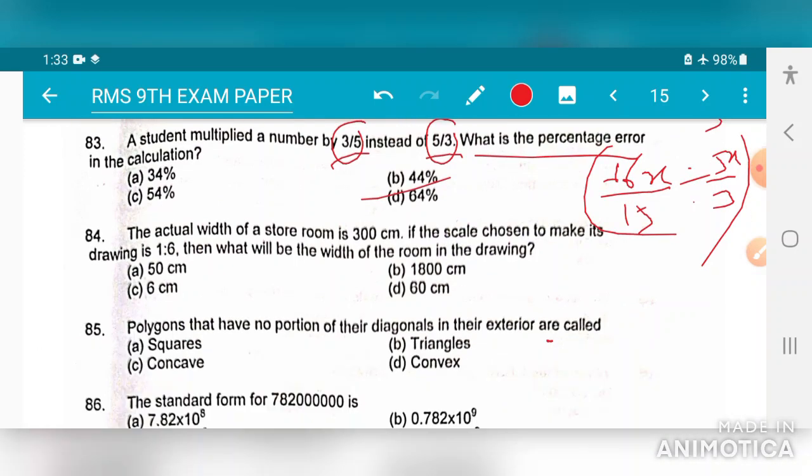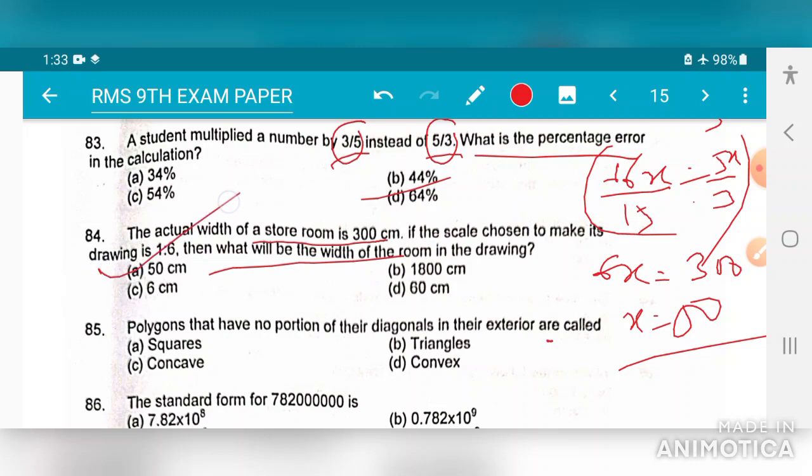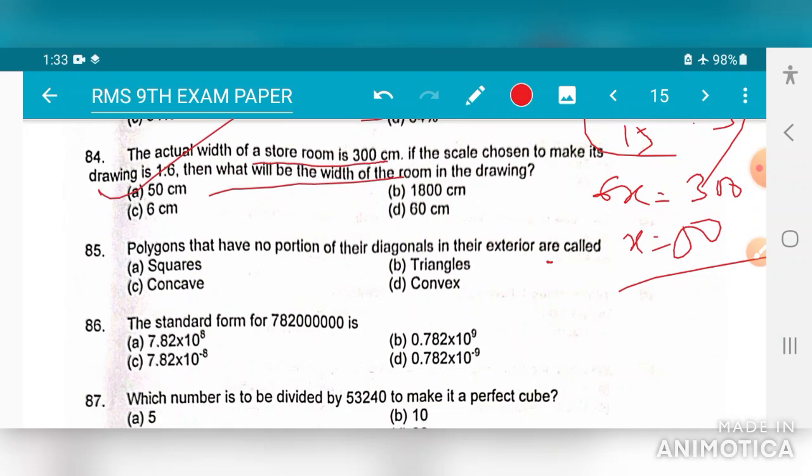Next, the actual width of a storeroom is 300 centimeters. The scale chosen to make its drawing is 1:6. Very easy. Then what will be the width of the room in the drawing? Just 6x is equal to 300, so x is equal to 50. That's it. Next, polygons that have no portion of their diagonals in their exterior means their exterior only, convex.